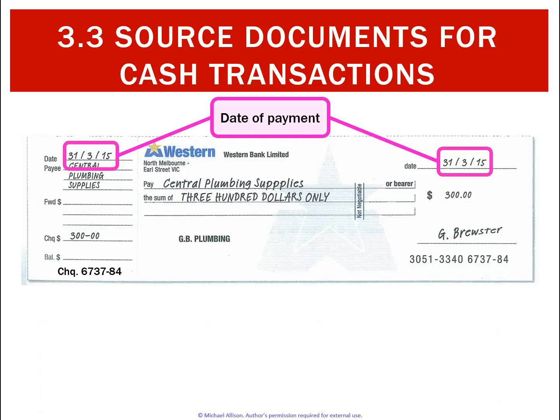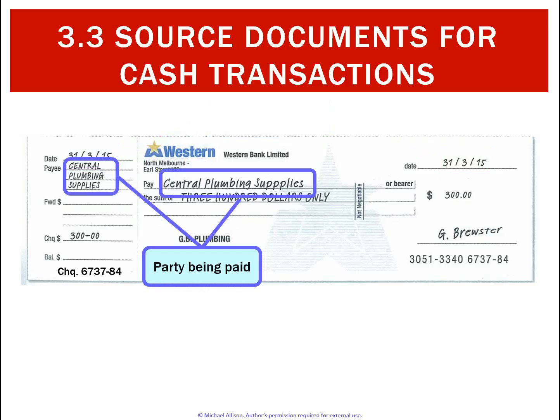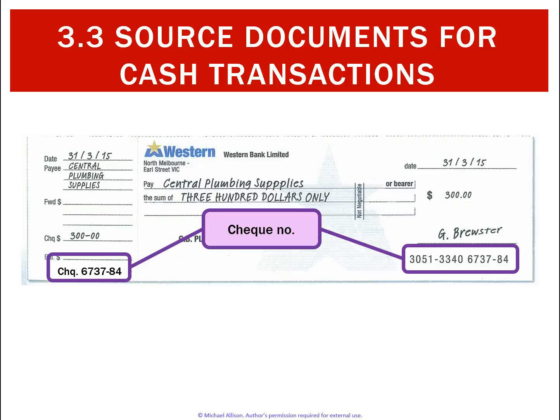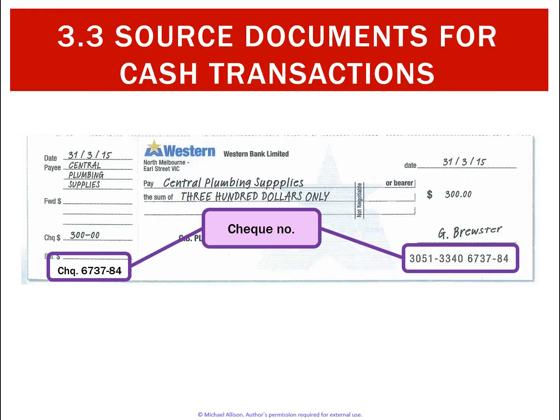Looking at the important info, we should always have the date on both parts of the check and the check butt. Who is the party being paid? In this case, Central Plumbing Supplies. The amount, and it should be written in words and also in numbers on the actual check itself, and the check number. We'll need to record the number of each check that we send out.